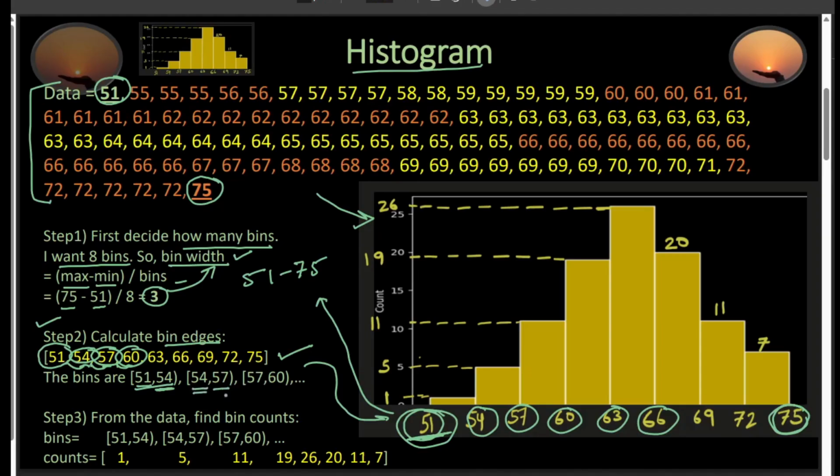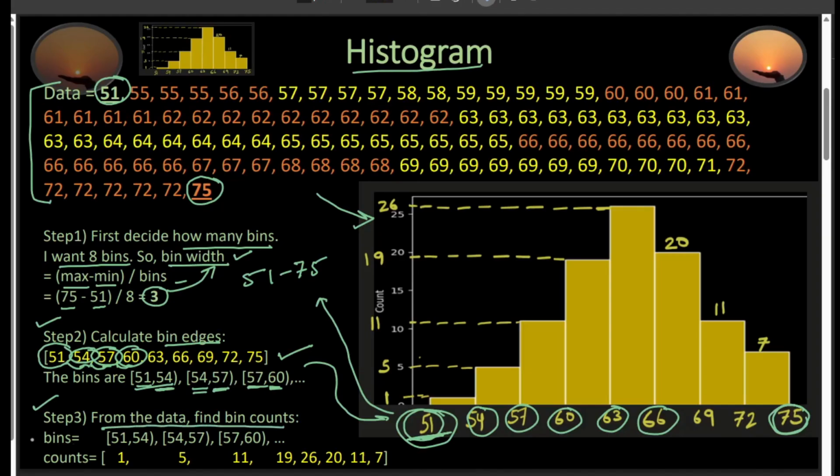You include 54, do not include 57 in it. From 57 to 60, you include 57, but do not include 60. And you keep going like this until you reach the end. Step 3 now is, from your data, find your bin counts.